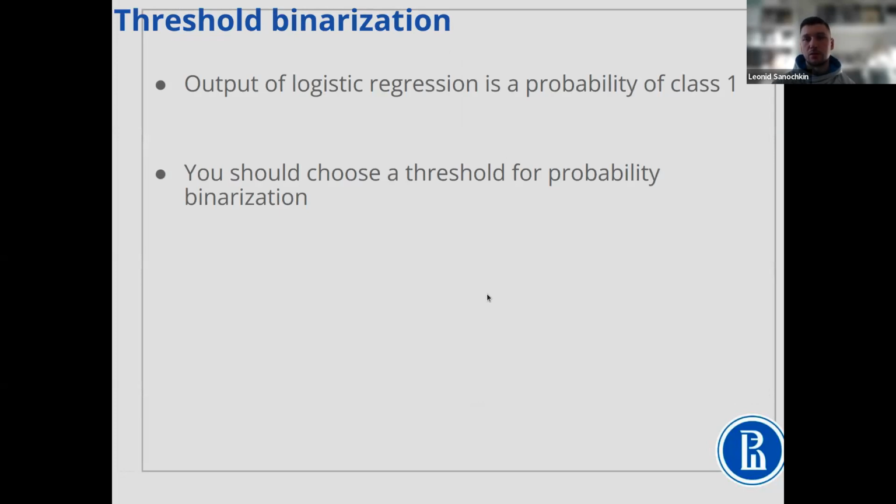How can you treat the output of your logistic regression? Of course, usually you have some probability output from it, and then you should take some threshold value and compare your class distribution with this constant that you chose, and then according to this value, you should consider if it is first or second class.